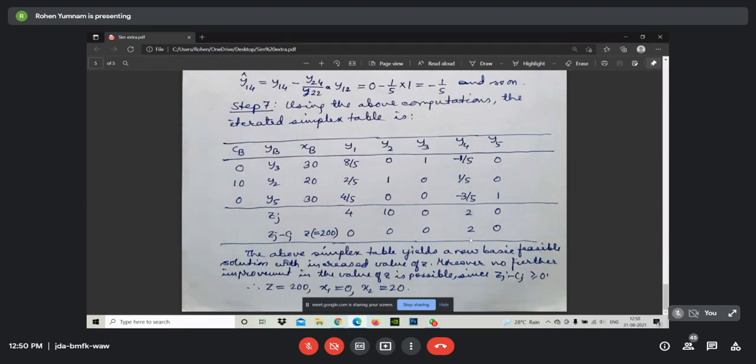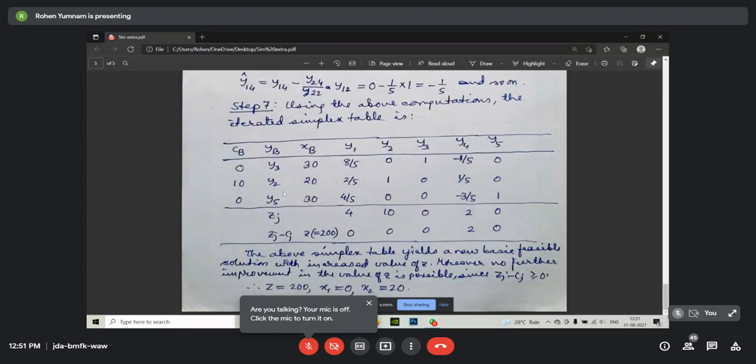And then what are the things we have to do now? We have to find the Z value with the corresponding values of X1 and X2. See here, what will be X1, what will be X2, what will be Z? I'll decide here. Z is this 200. This is the maximum Z. Okay. Then how will X1 come? See these values here. Y3 is 30, Y2 is 20, Y5 is 30.